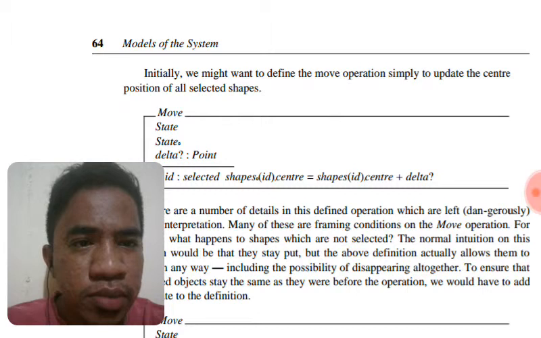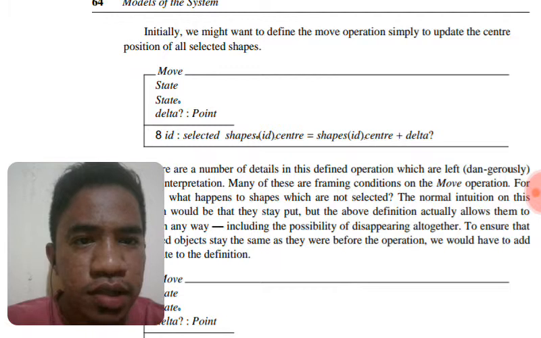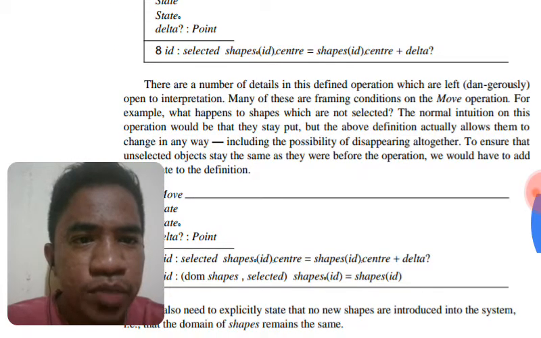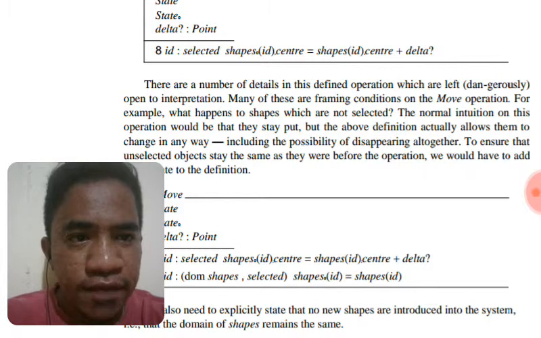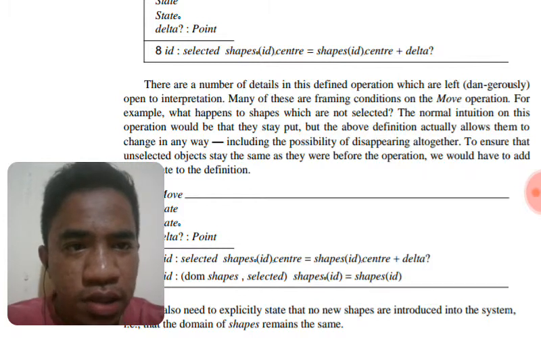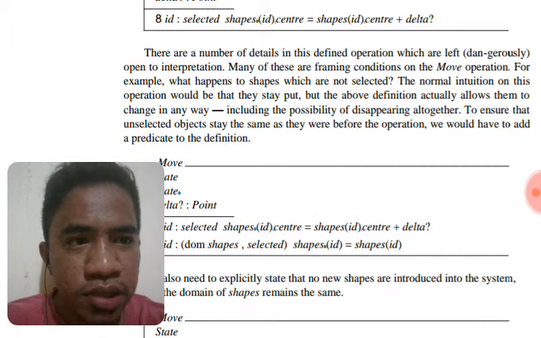Initially, we might want to define the move operation simply to update the center position of a selected shape. Move, state, delta point, id selected shape id center equals shape id center plus delta. There are a number of details in this defined operation which are left dangerously open to interpretation. Many of these are framing conditions of the move operation.